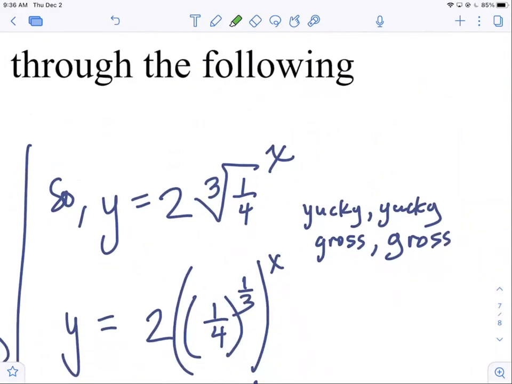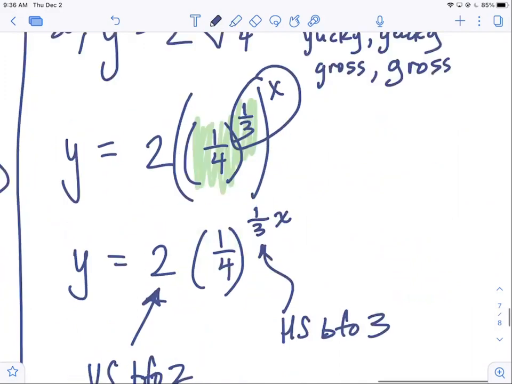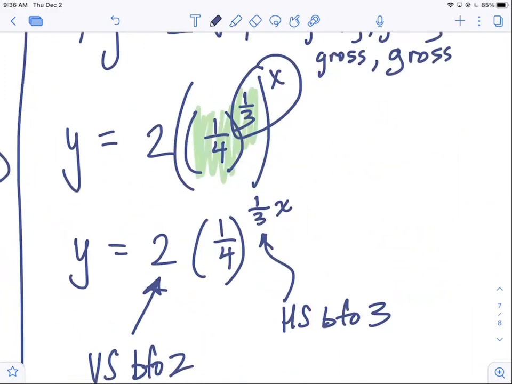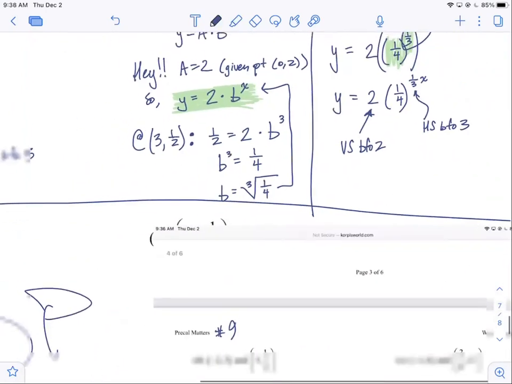That's an irrational base. So we write the cube root of a fourth as 1/4 to the third power, right? And then we use that rule that says when you raise a power to a power, you multiply, and you end up with 2 times the fourth, which is a really nice rational number now, to the 1/3 x power. All right, and that would be the answer. Okay, so we're done now.